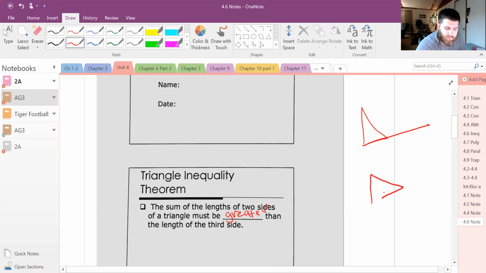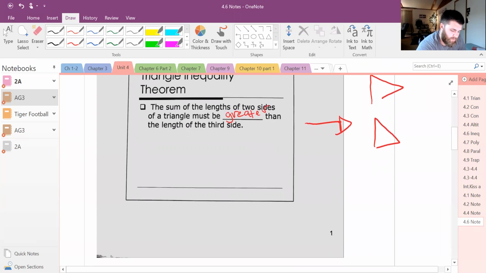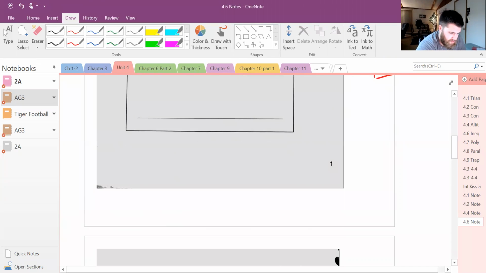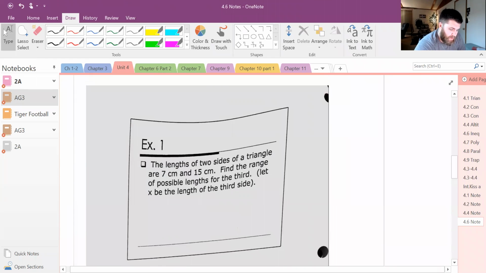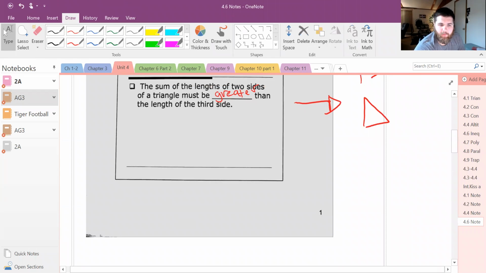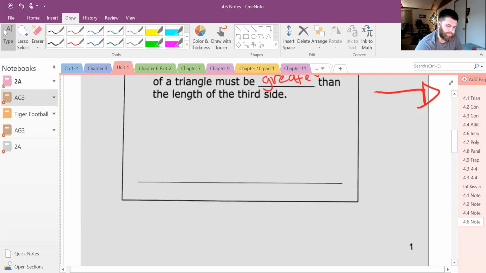What we want to have happen is a normal triangle. In order for that to be true, boom. The sum of the lengths of the other two sides has to be greater than the length of the third. Don't want any short triangles. That's not a triangle. That's the whole point of it.